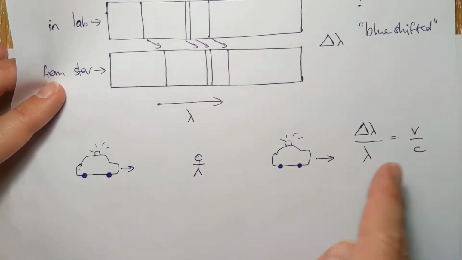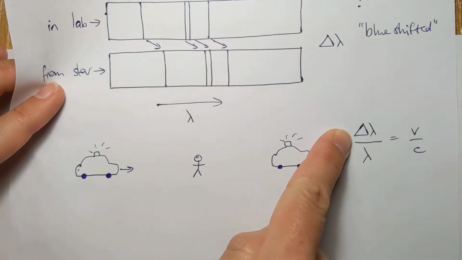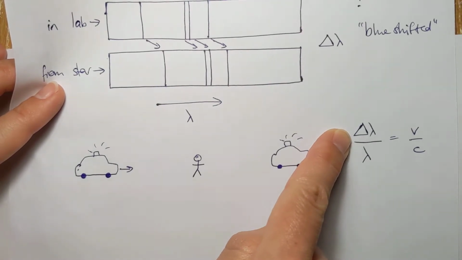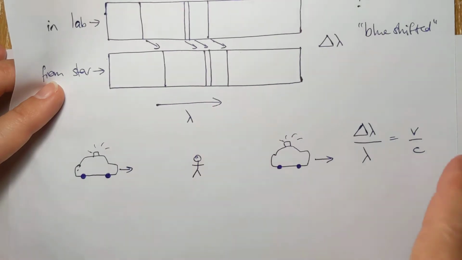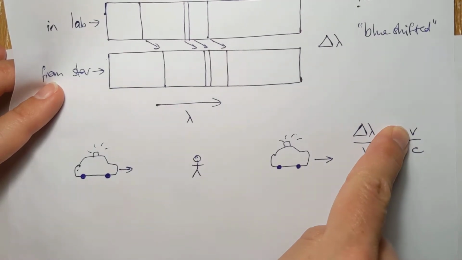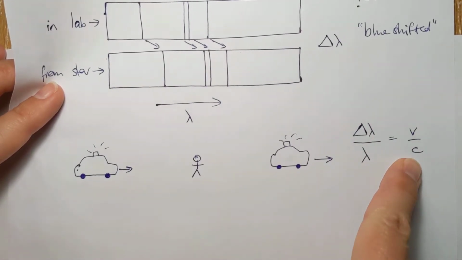And this is the formula that tells us how much the wavelength is going to change, and in this situation it depends on the speed of the car relative to us and the speed of sound in air.